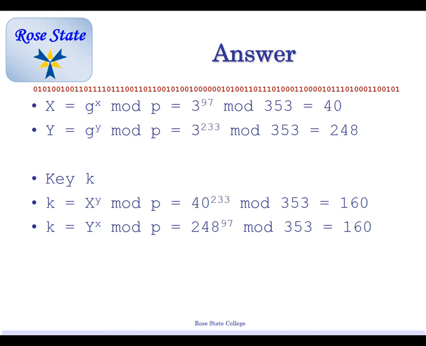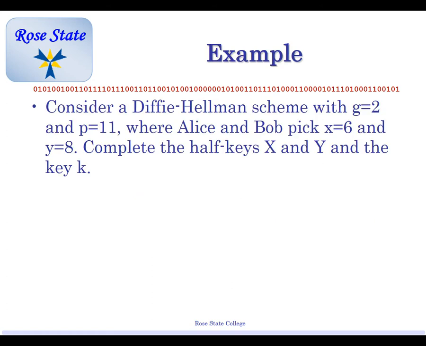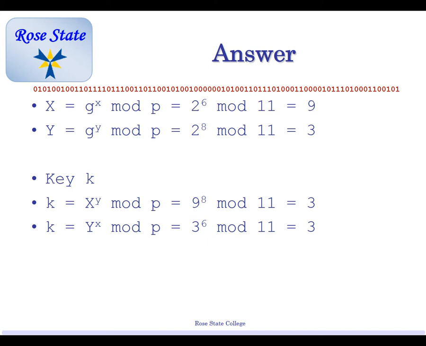They work perfectly. Okay? Here's another one. So consider a Diffie-Hellman scheme where G is 2 and P is 11, where Alice and Bob pick X is 6 and Y is 8. Calculate them. There they are. These are much smaller numbers. So X was 6, Y was 8. So we go G, which was 2, so 2 to the 6th and 2 to the 8th, mod 11, we get 9 and 3.